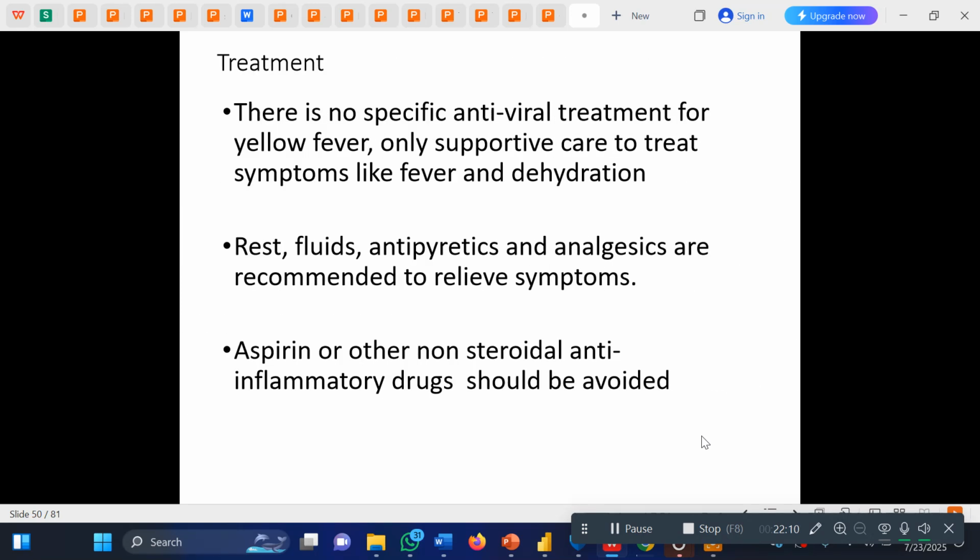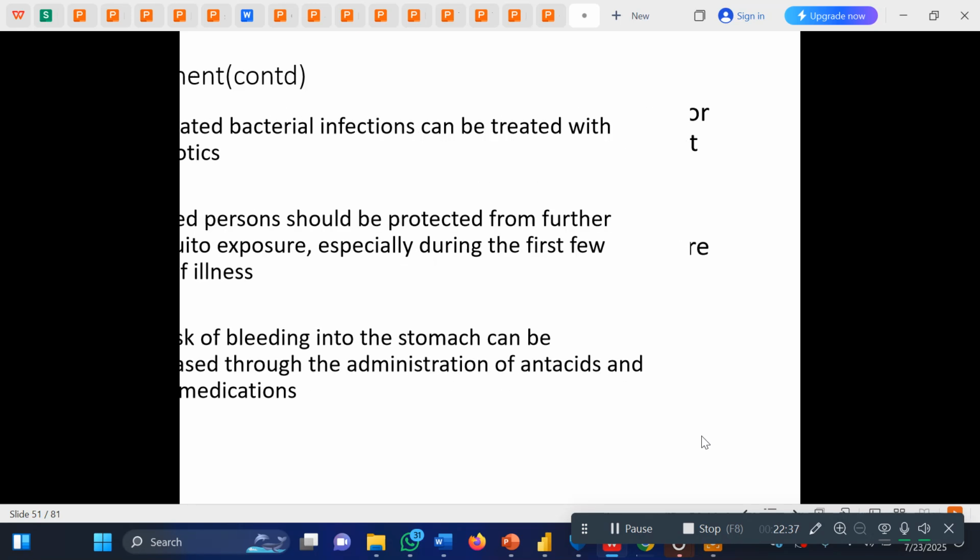There is no specific treatment for yellow fever, only supportive care to treat symptoms like fever and also rehydration and dehydration rather. So it is important to know that rest is paramount. Fluid rehydration, antipyretics, and analgesics are recommended to relieve symptoms. Aspirin or other non-steroidal anti-inflammatory drugs should be avoided in these patients.